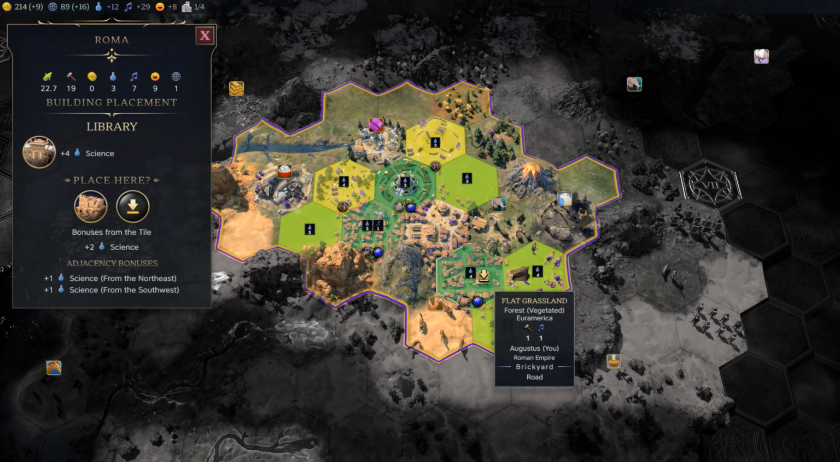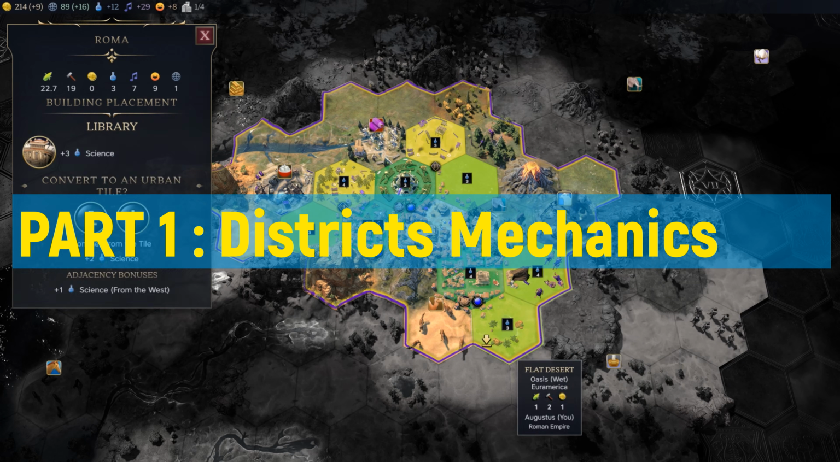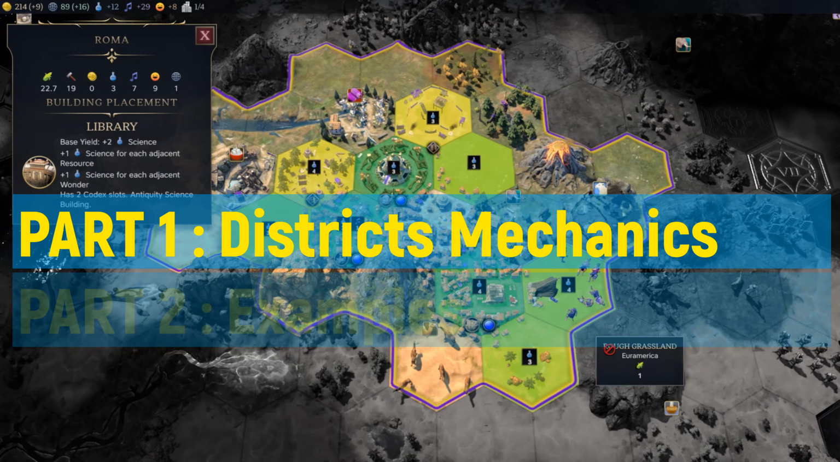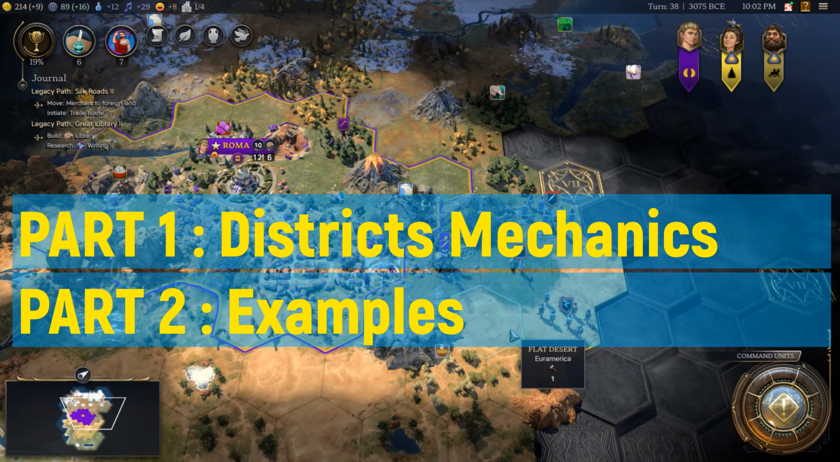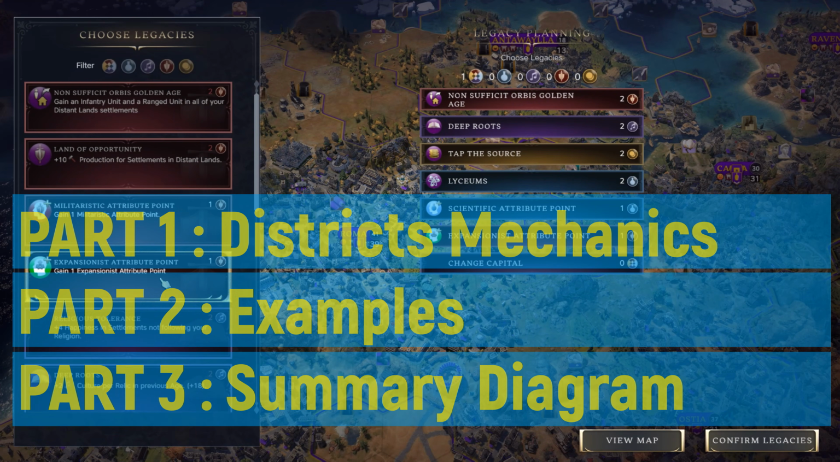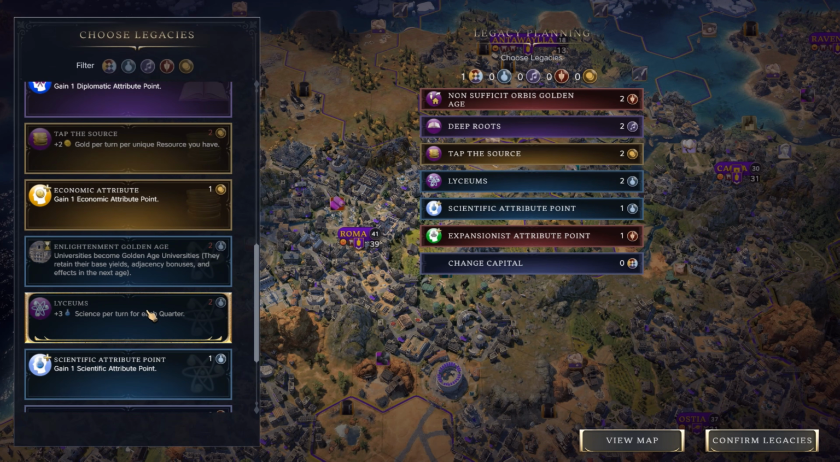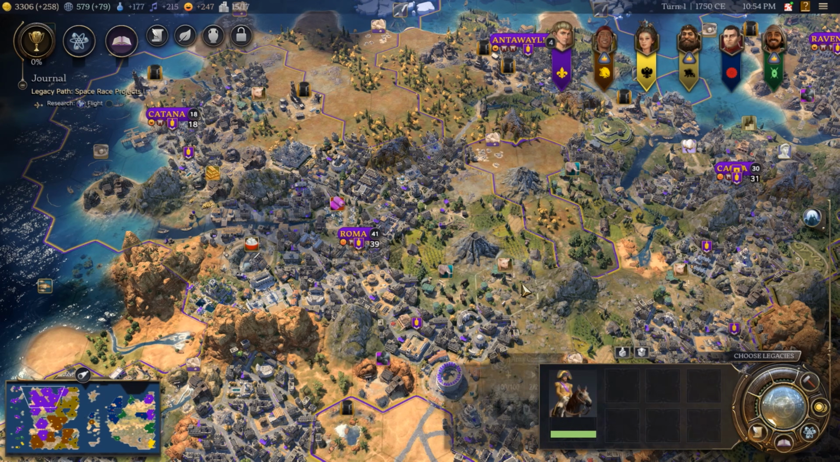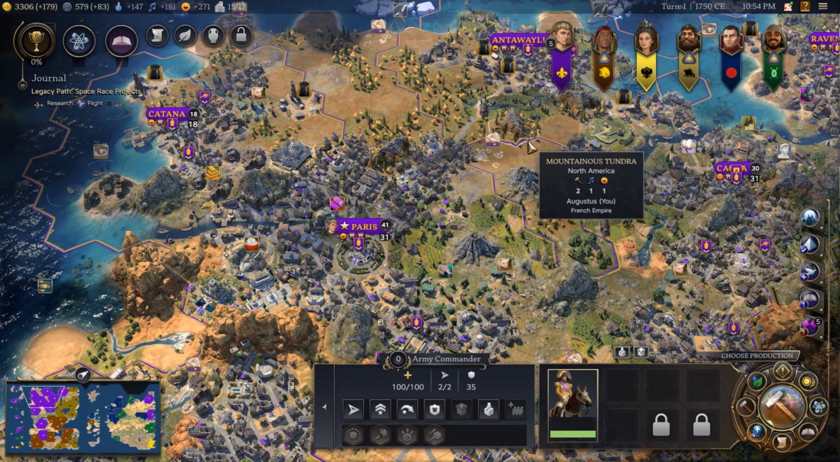Let's dive into this guide, broken down into 3 comprehensive parts. Part 1, District Mechanics, will unravel the core game concepts and mechanics. Part 2, Real-world examples. I'll showcase actual district layouts to illustrate these principles. Part 3, Summary diagram, a handy visual summary of our findings to keep you on track. Remember, while the game is fresh and might see some developers' tweaks, the fundamentals of this core mechanic are likely here to stay. So, without further ado, let's get started with our guide, survivors!